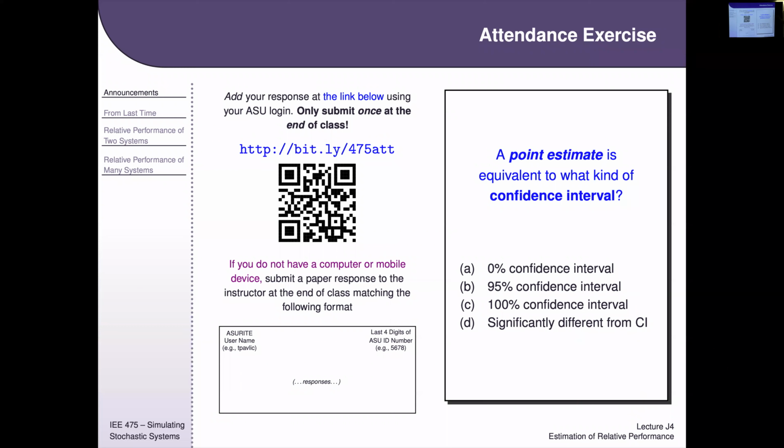Go ahead and put down what you think this is. A point estimate is equivalent to what type of confidence interval? A confidence interval degenerates into a point estimate under certain values of confidence. So the question here is: is it a 0%, a 95%, or 100% confidence interval, or is a point estimate significantly different from a CI? Go ahead and put down what you think. Then those who are online, if you'd like to share your answers in the chat, I'll do a little poll here in class.